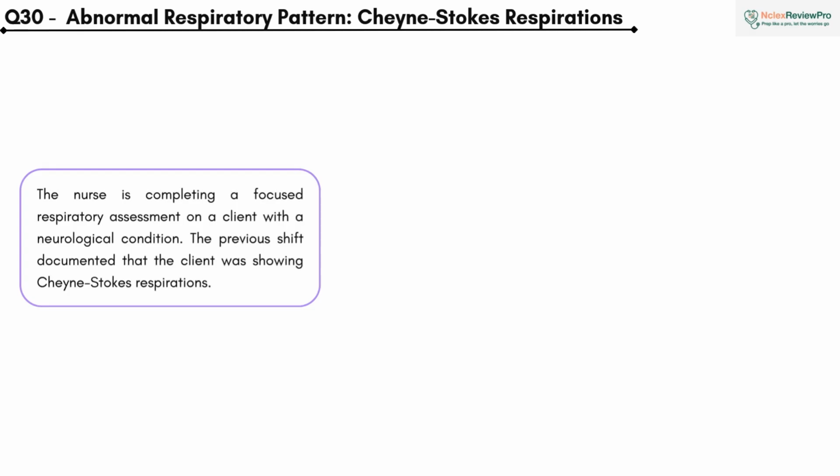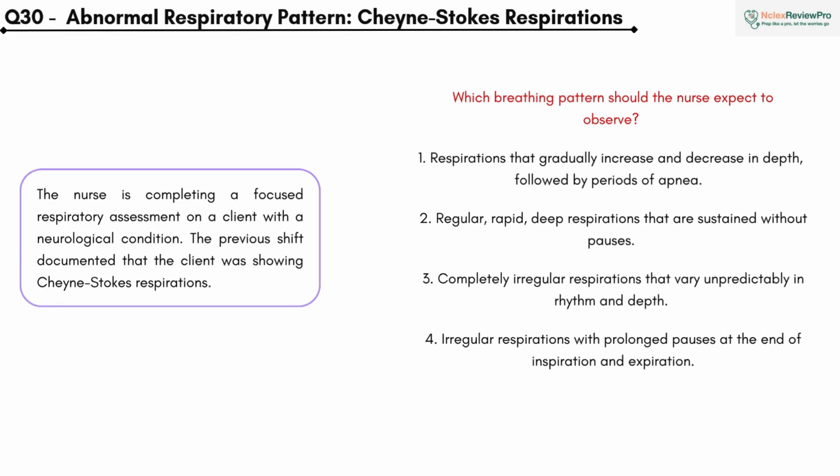Clinical scenario. The nurse is completing a focused respiratory assessment on a client with a neurological condition. The previous shift documented that the client was showing Cheyne-Stokes respirations, and the question is asking, which breathing pattern should the nurse expect to observe? The options are: option 1, respirations that gradually increase and decrease in depth, followed by periods of apnea.